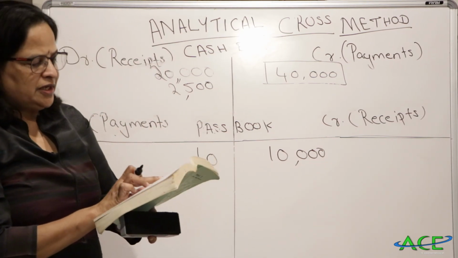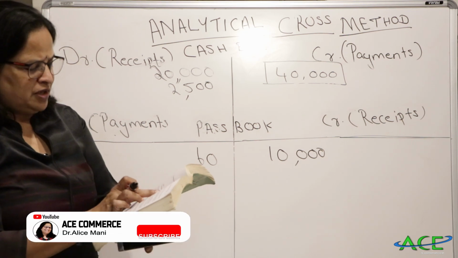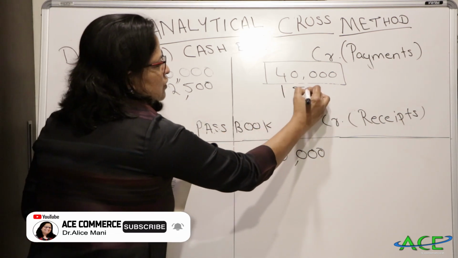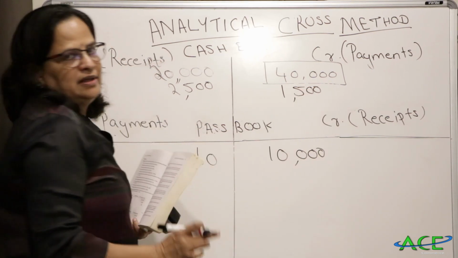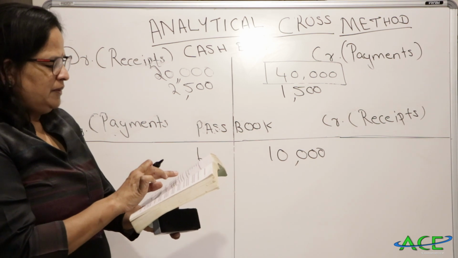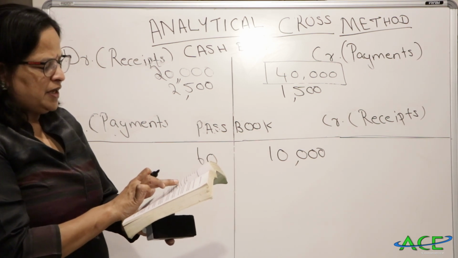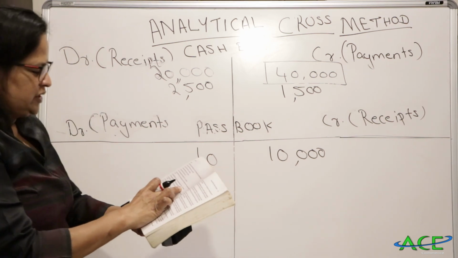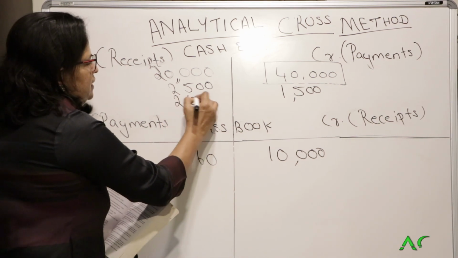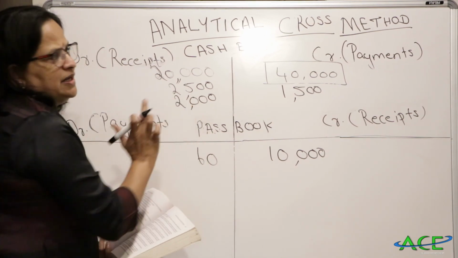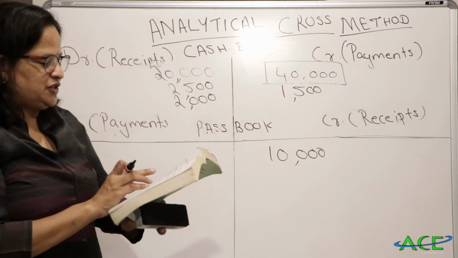Checks issued returned back on account of insufficient balance, 1,500. Checks issued for payment, 1,500, returned back, so that means 1,500 in the cash book. Now you have to remember, checks returned back but no entry was passed. Here checks returned back, 2,000. These are checks received by the firm returned back. Check received is cash received.